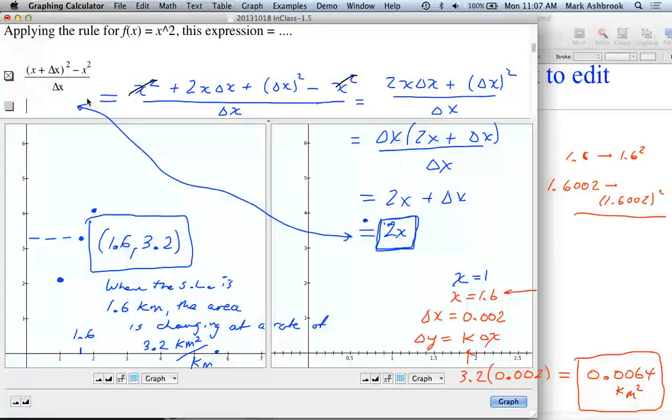So let's do this. 1.6002 quantity squared minus 1.6 squared. You've got 1, 2, 0. It's 0.006404. Okay, that's the true change in area. We use the rate of change, 3.2, and we got 0.0064. So it's very, very close.